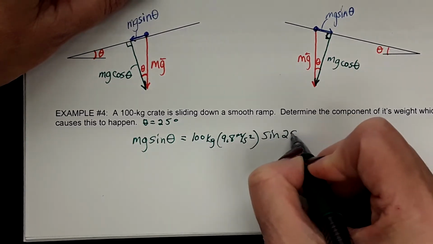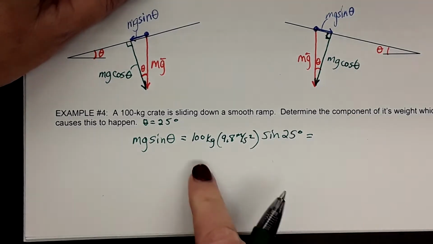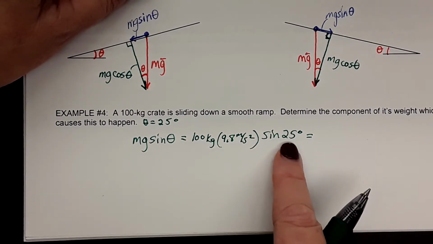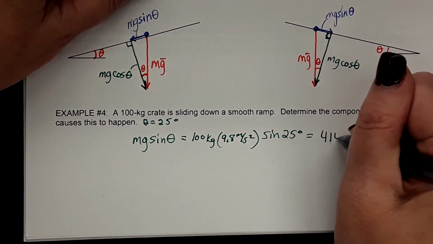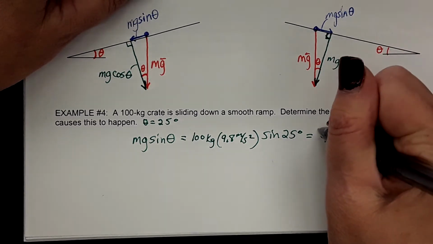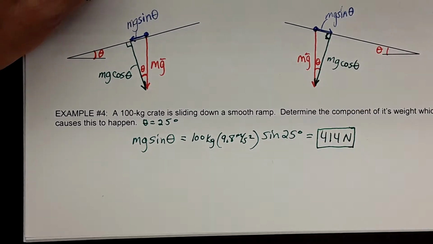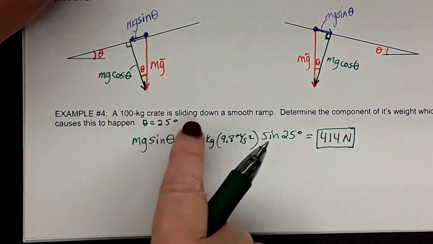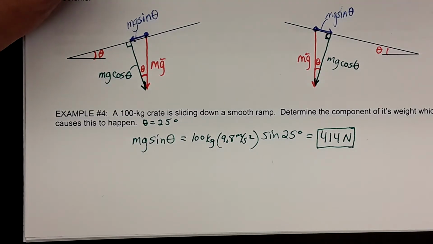Sine 25 degrees. Okay, so you get 980, times sine 25. If you stick that in your calculator properly, you should get 414 newtons exerted along the incline, down the incline, this way. And that's making the crate slide down the incline, okay? That's the amount of force doing it. Now, that wasn't so bad, was it?